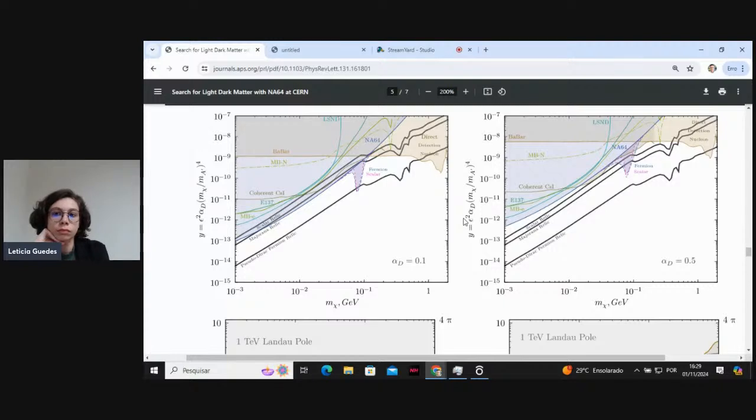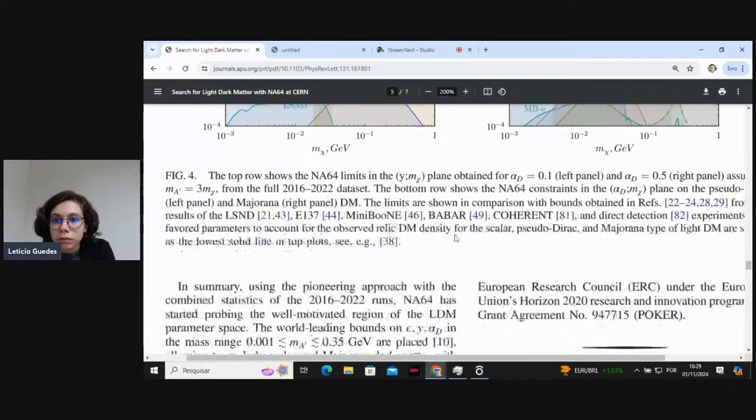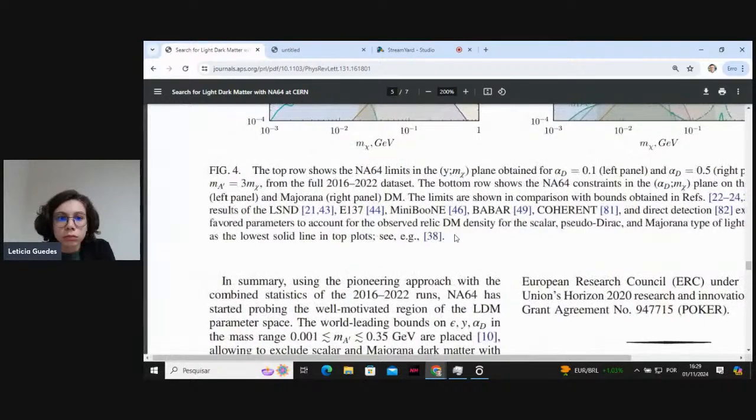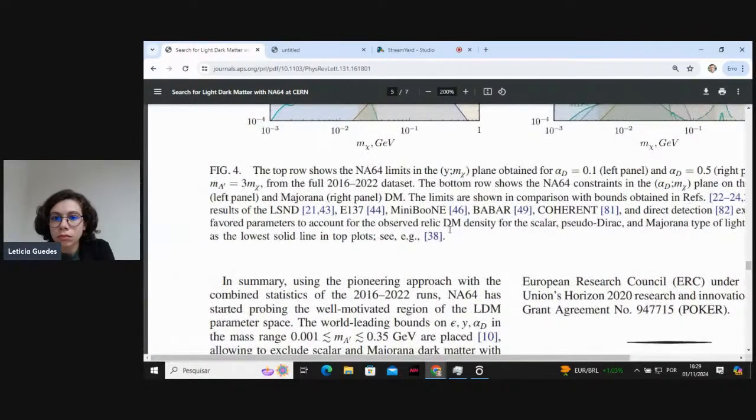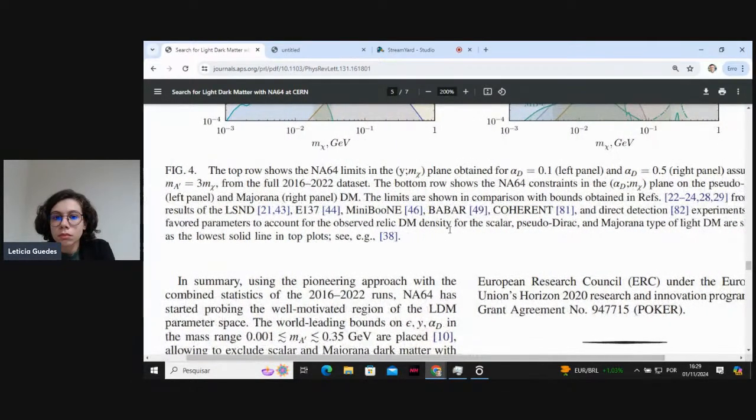Because if you change the coupling, if you increase the coupling, then the cross section, the abundance also changes. But it's not changing because they are changing A prime. Somehow, because it does not change. In both cases, I think they fix this.